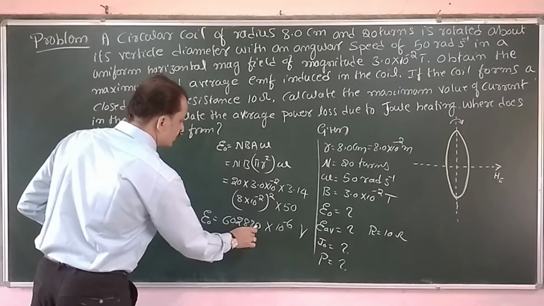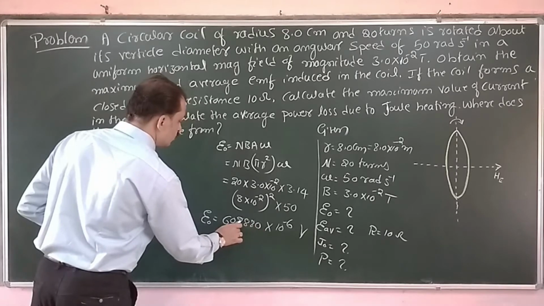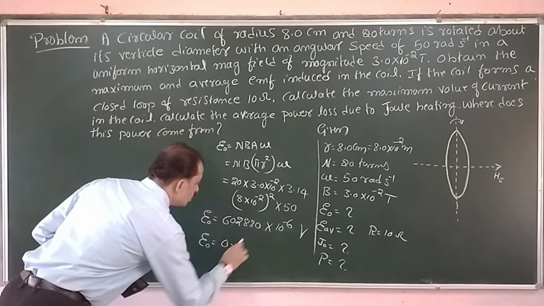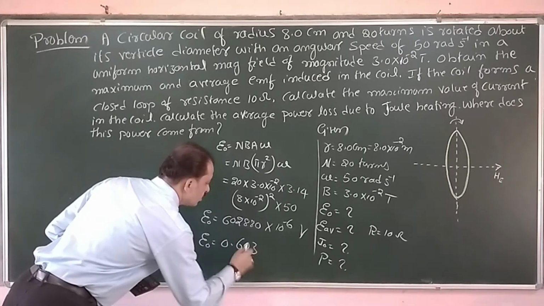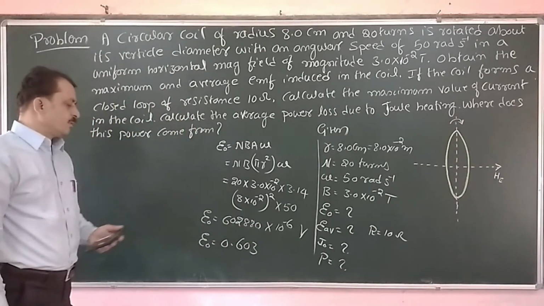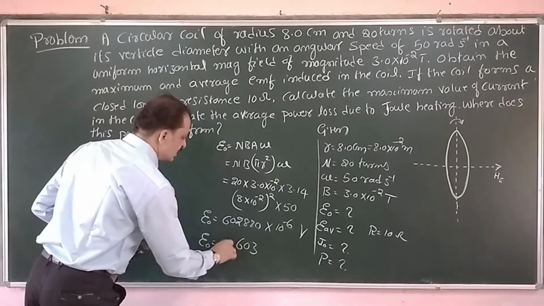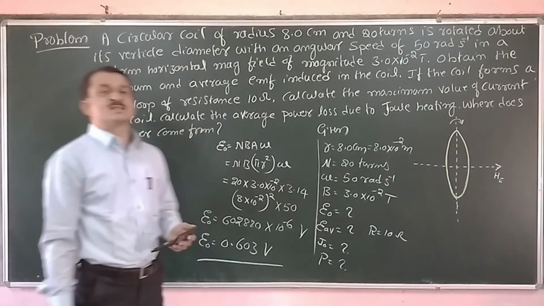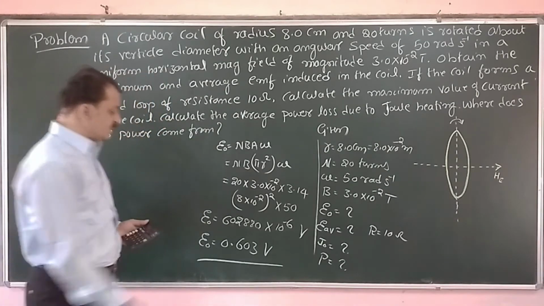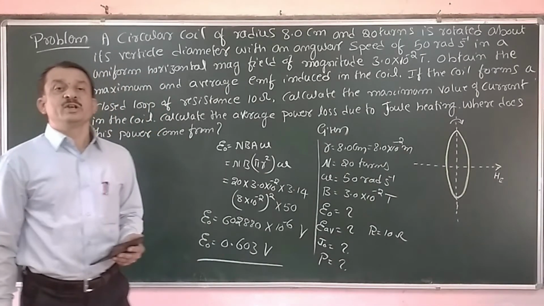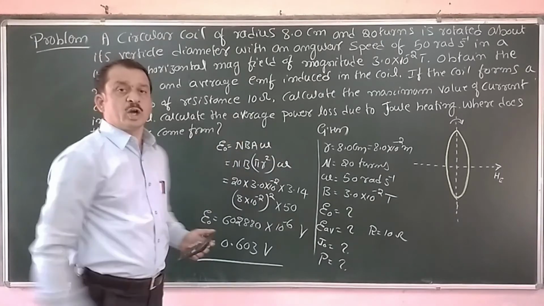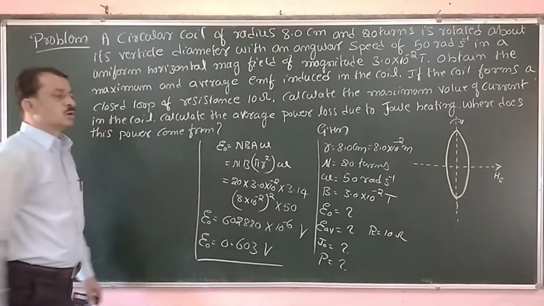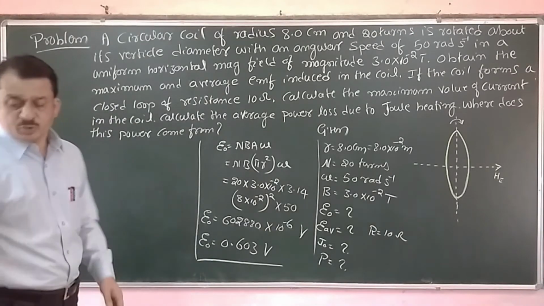Now if you simplify further, I will get induced EMF equal to 0.603. I will simplify this one correct to 3 decimals. Therefore 0.603 volts. This is the maximum EMF induced in that coil. Clear? Okay. Next we have to work out what is the average EMF induced.